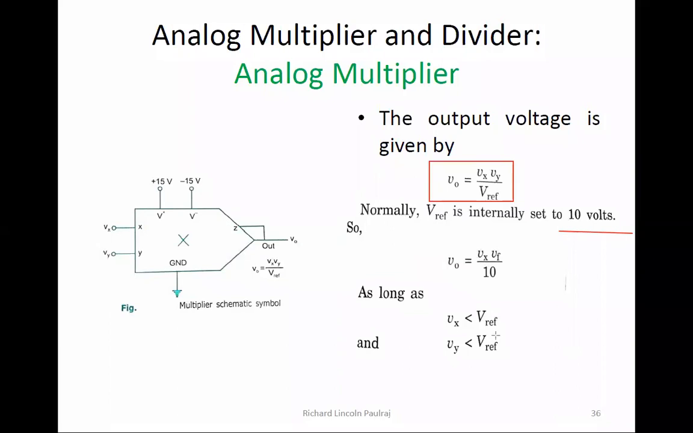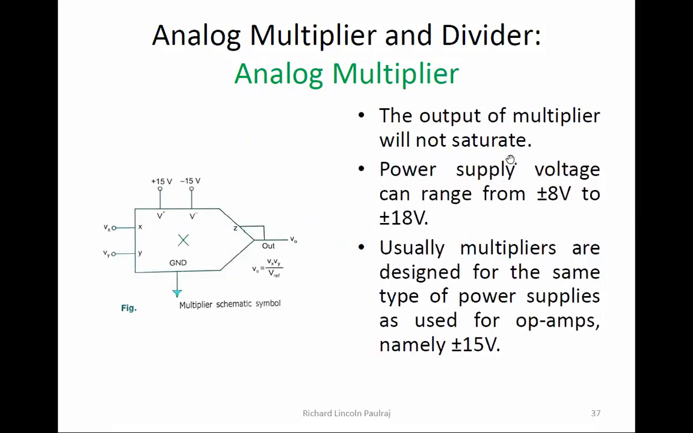are very much less than the reference. So it should not go greater, right? So what I'm trying to say here is these Vx and Vy are very small voltages, and the reference is a higher voltage. Right. So the output of a multiplier will not saturate.